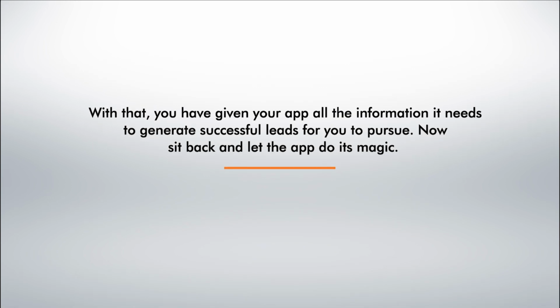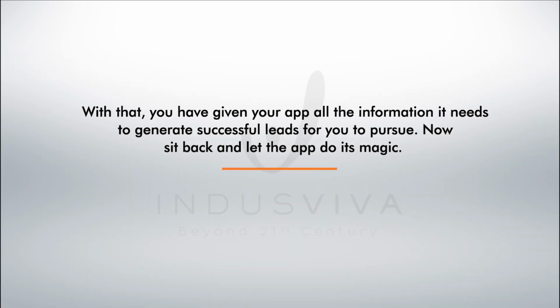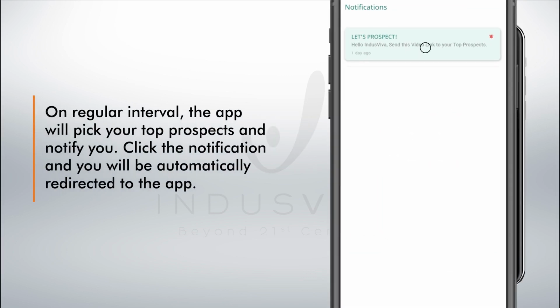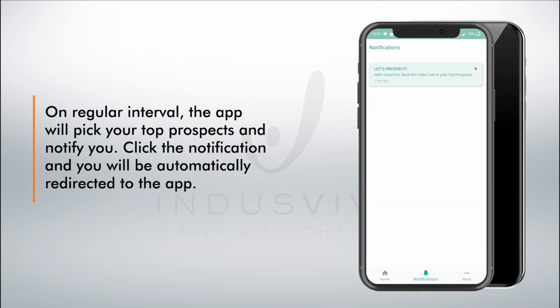With that, you have given your app all the information it needs to generate successful leads for you to pursue. Now sit back and let the app do its magic. On regular interval, the app will pick your top prospects and notify you. Click the notification and you will be automatically redirected to the app.